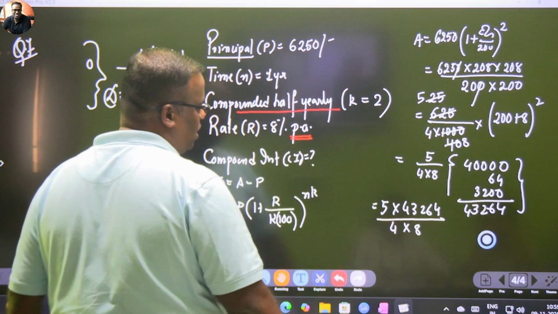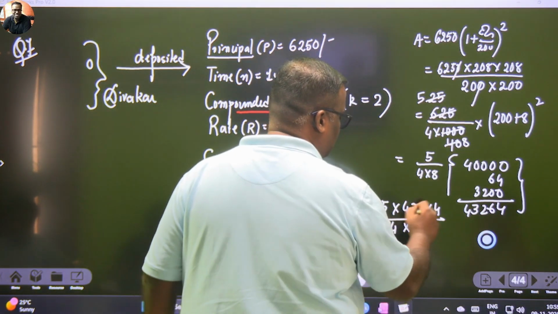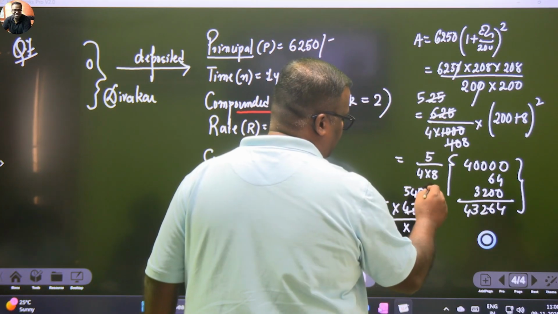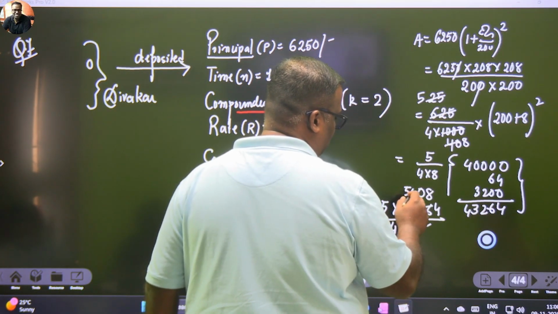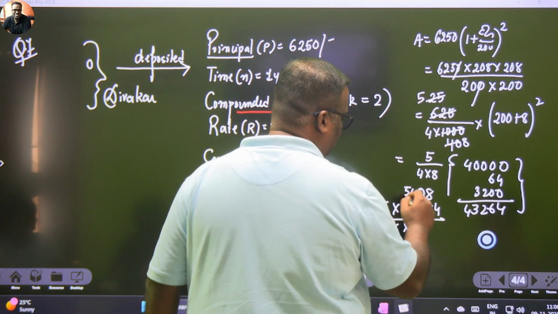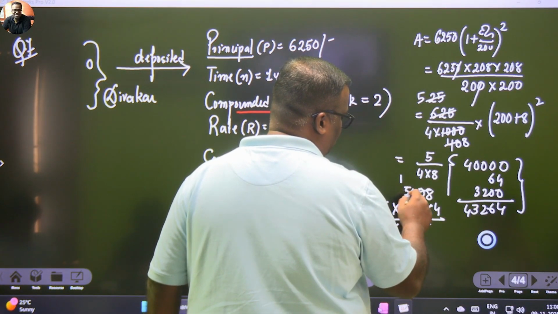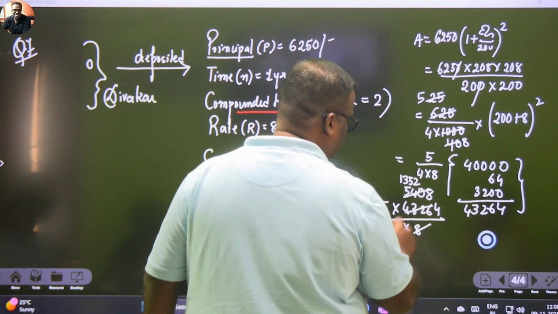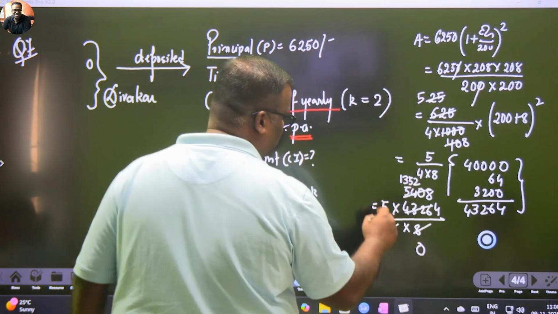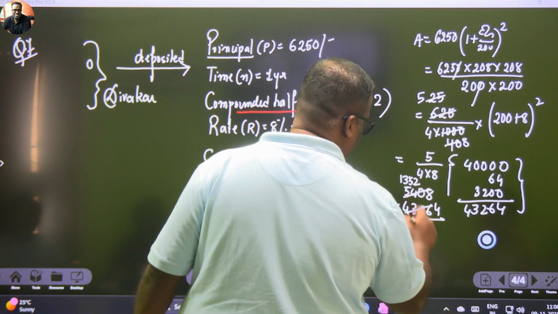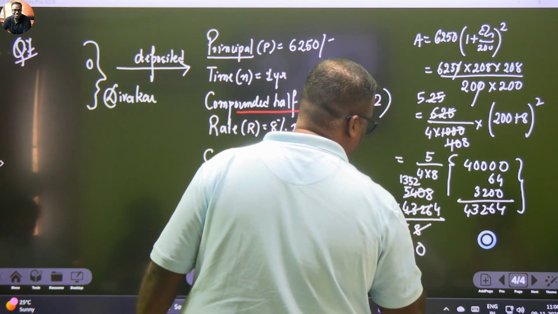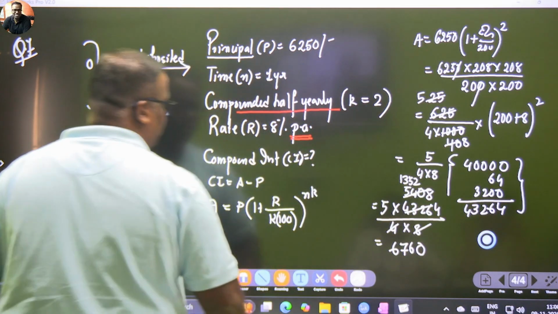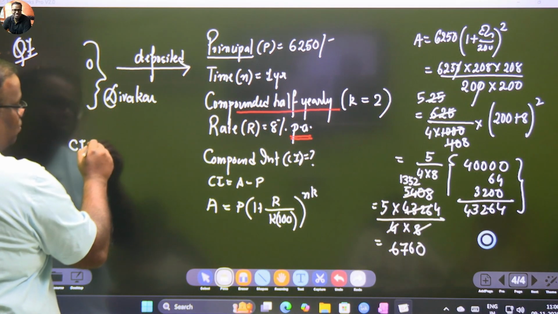8 fives are 40, 8 fours are 32, 8 8s are 64. And then with 4: 4 ones are 4, 4 threes are 12 to 20, 4 fives are 20, 4 twos are 8. And then 5 2s are 10, 0, 1 carry over, 5 5s are 25 and 1 is 26, 5 3s are 15 plus 2 is 17, 7, 1 carry over, 5 ones are 5 plus 1 is 6. Correct.